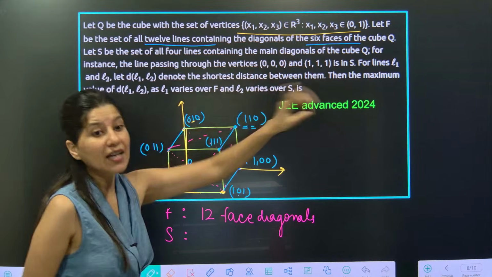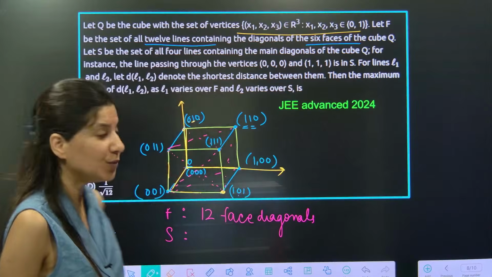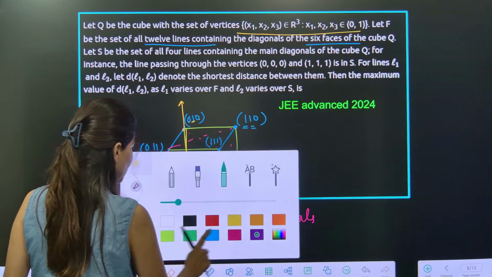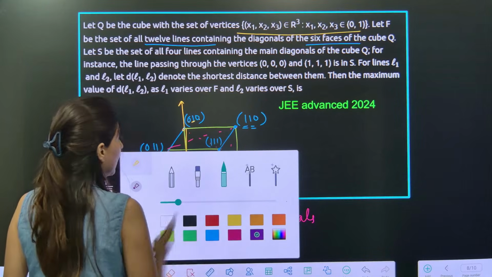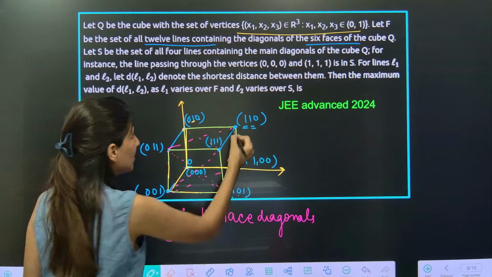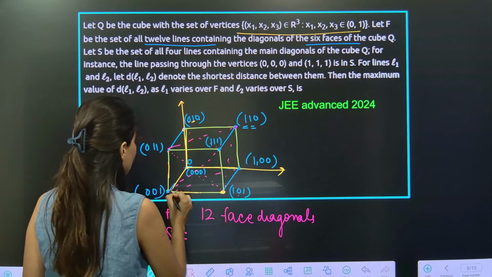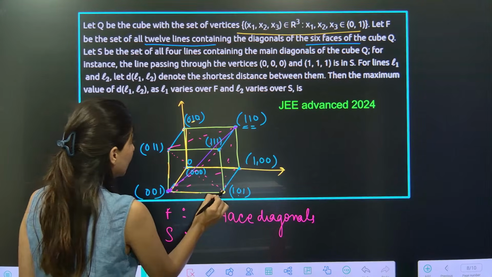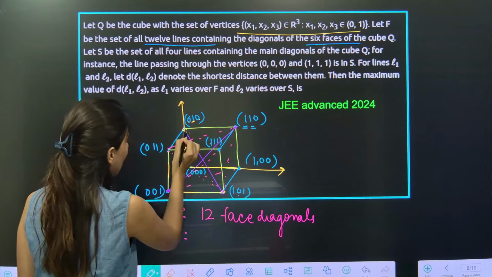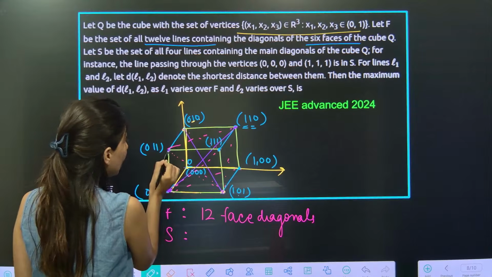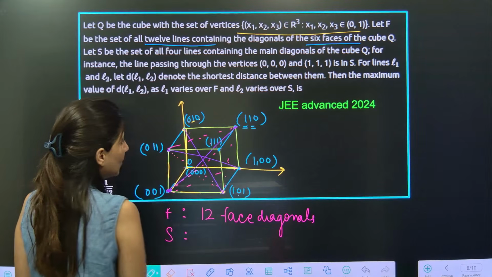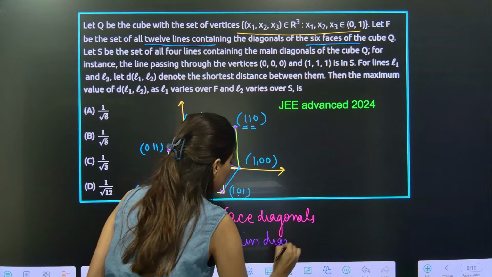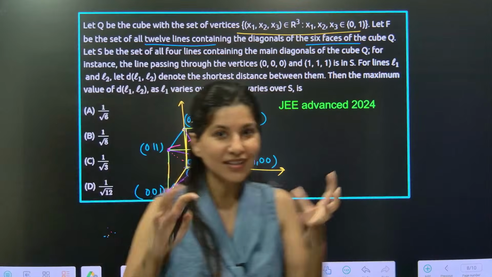What is the main diagonal of a cube? Main diagonal means that one. I will draw it using this color. There will be 4 main diagonals. We pick this and this and join. So this is your main diagonal. This is also your main diagonal, front and back, and this is also your main diagonal, this and this. So there will be 4 main diagonals. We have understood the diagram at least.